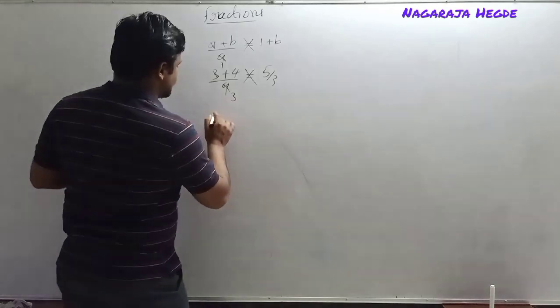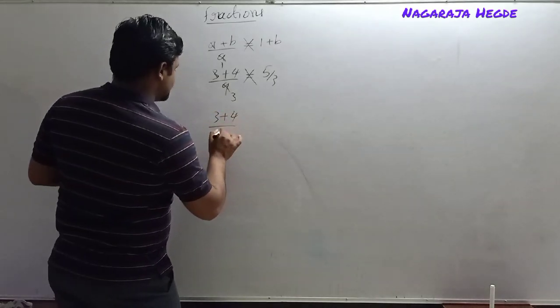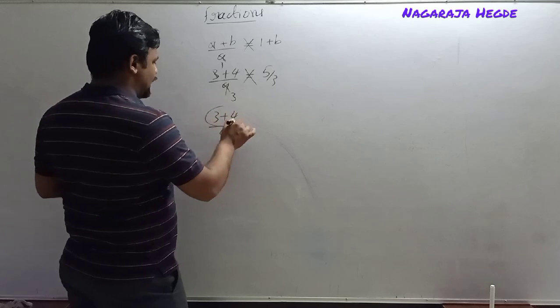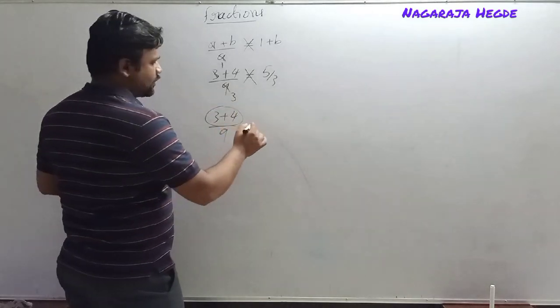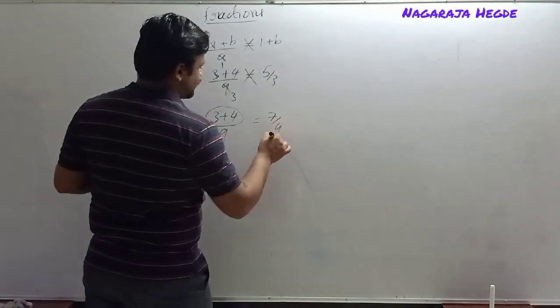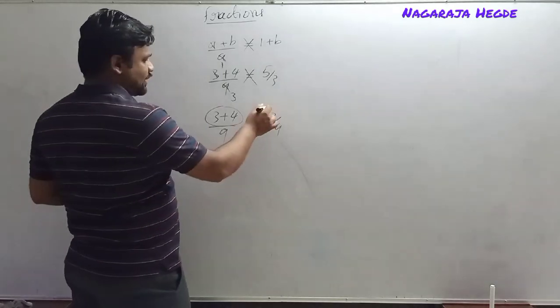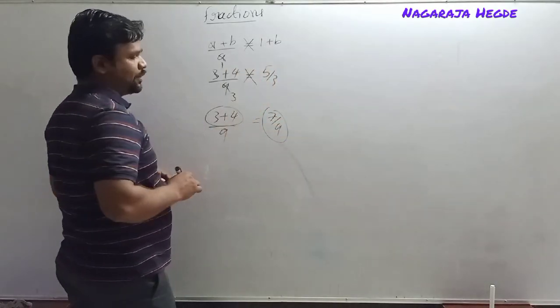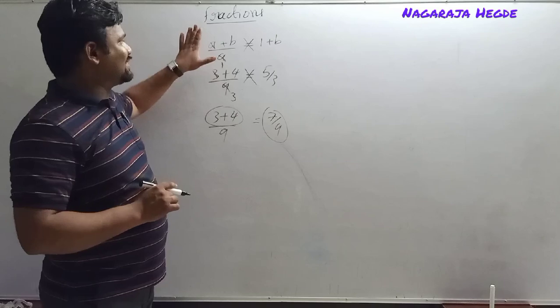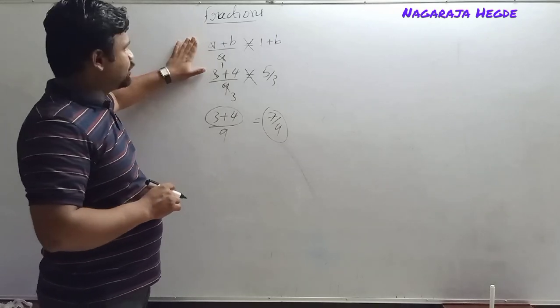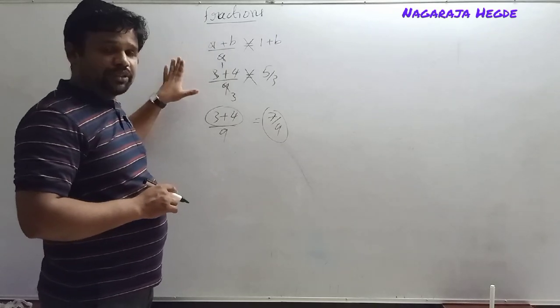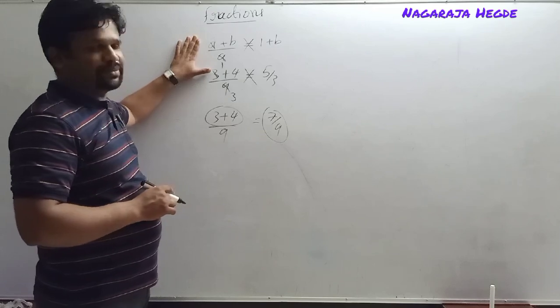So how to simplify this, 3 plus 4 divided by 9? First we have to add, then divide by 9. 7 by 9. Further simplification is not possible. So 7 by 9 is the answer, not 5 by 3. In PU level also many students make this mistake, so therefore I am going to explain this.